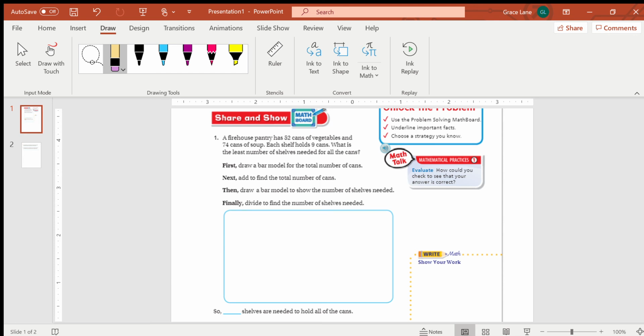Good morning, you guys. Today we are going to finish up chapter 4. We are on the last lesson, lesson 4.12, and this is our problem solving lesson. So we're going to take all our skills from chapter 4 and now try to apply them to word problems.